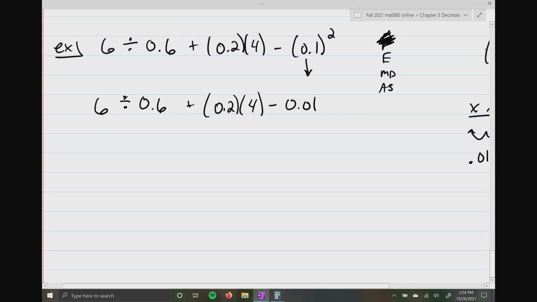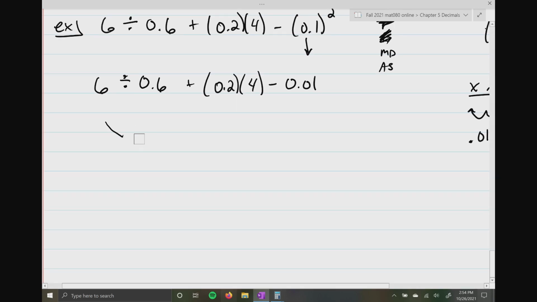Next, we need to worry about multiplication or division from left to right in the order in which they appear. So we're going to do 6 divided by 0.6 first. Now I'm going to let you do that, but the answer is going to be 10. Plus, now we can multiply these two if we wanted to.